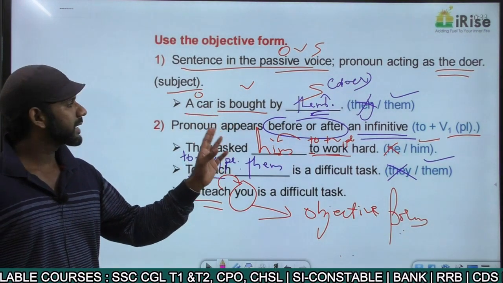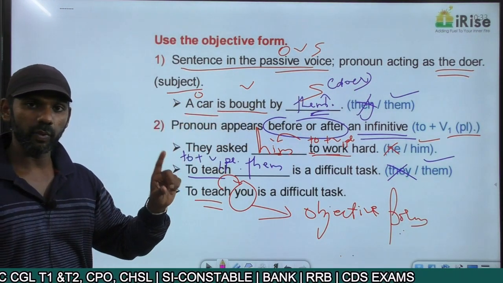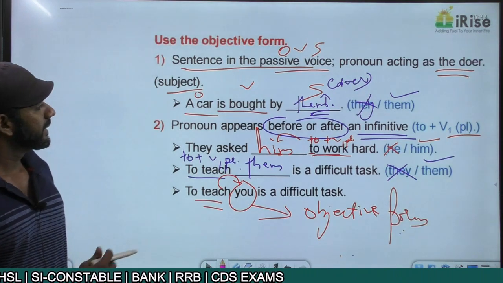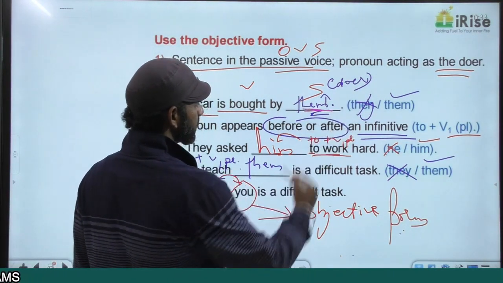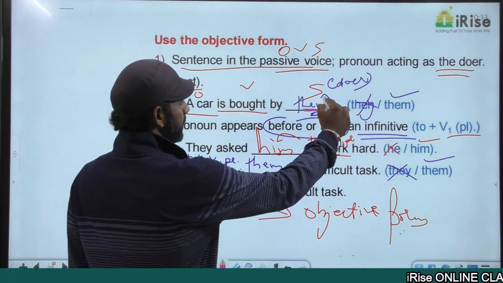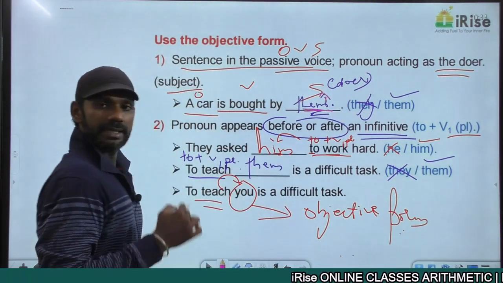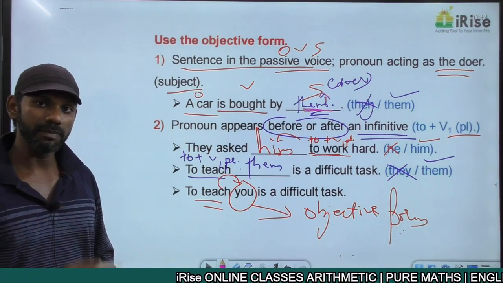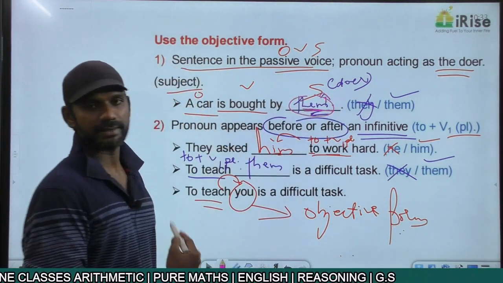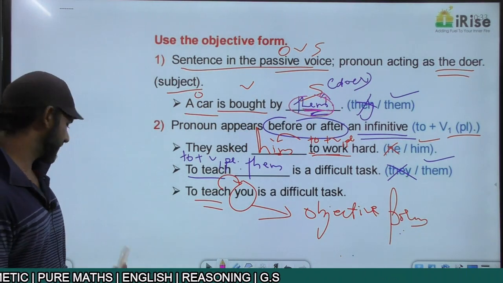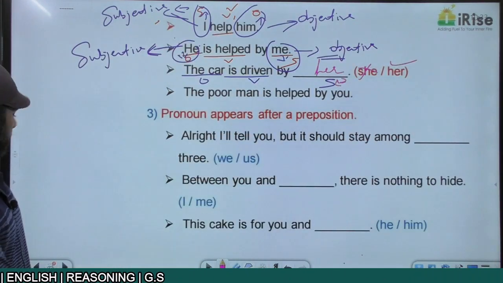This one. A car is bought by them. I gave you one reason for it. One more reason. This sentence is in the passive voice. This blank must be filled with a pronoun, and the pronoun is acting as a subject here. In the passive voice, the subject must be in the objective form. Them is objective, so it must be a car is driven by them. Getting it? Right.